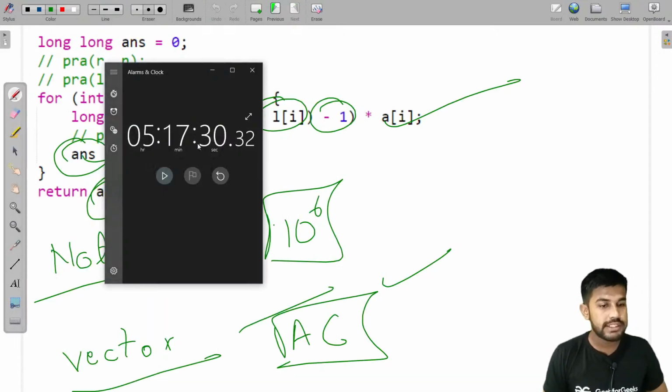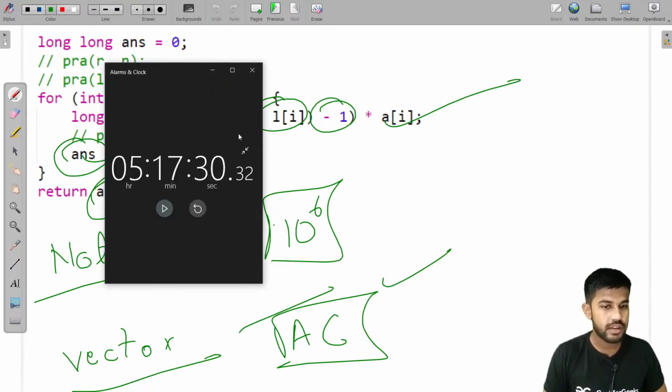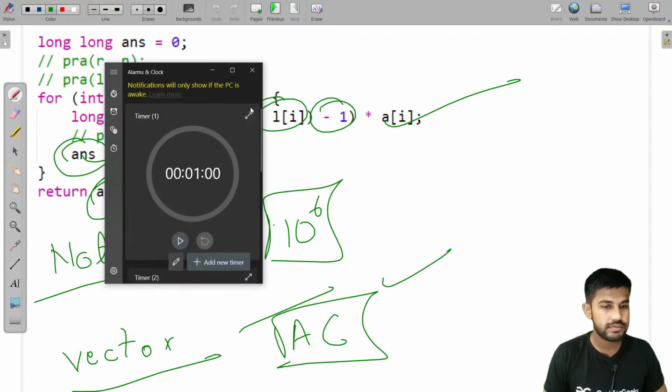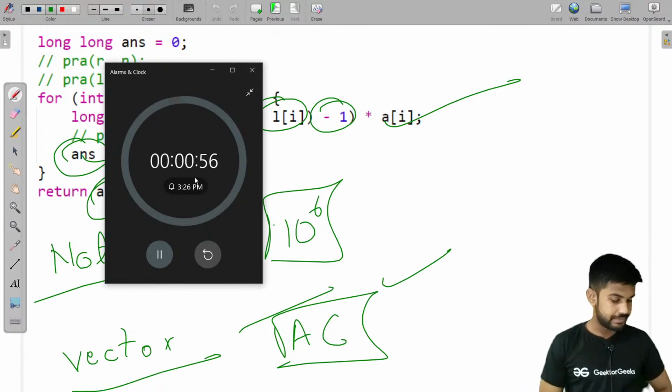Now let me know if this is clear or not. Just let me know if this is clear or not.